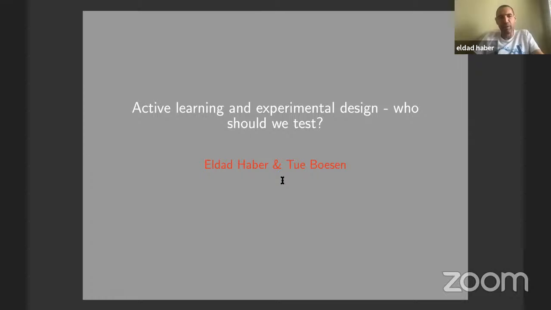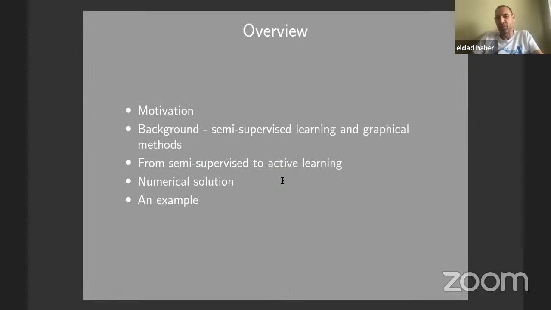And then when COVID started, it actually came to life because there was this issue about testing, and we hear it still: who should we test? How much should we test? This all links to the question of optimal experimental design, and hopefully you'll see. So again, I'll motivate it, give some background and talk about semi-supervised learning and graphical methods, and then go through how we look at it from semi-supervised learning to active learning, and talk a little bit about numerical solution, maybe an example or two, and conclude with this.